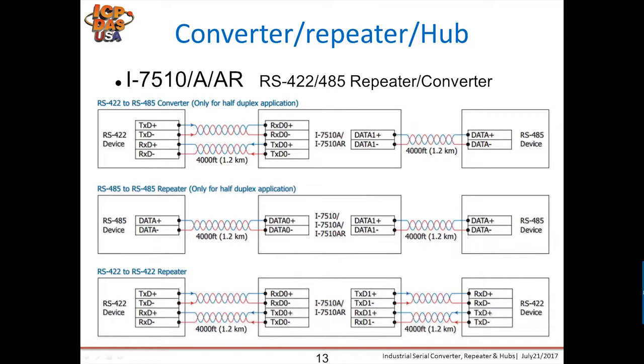The I7510AR is exactly the same as I7510A, except for the isolation site. The isolation site of the I7510A is located in the input interface circuit, but the isolation site of I7510AR is located in both input and output interface circuit. In other words, the I7510AR is a three-way isolation repeater module.